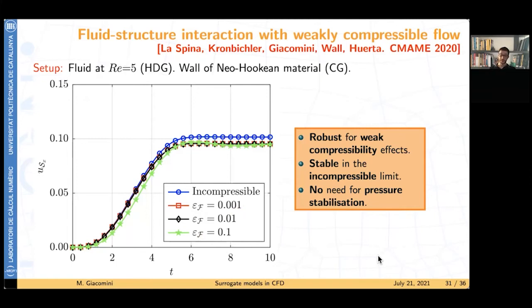So we see that the method is robust for different range of compressibility, of weak compressibility actually. And it's also robust in the case of perfectly incompressible flows, which is represented by this blue line over here. So it's robust for weak incompressibility, exactly. It's stable in the incompressible limit, and we don't need any pressure stabilization, despite the fact, and this is important, that we're using the same order of the polynomial approximation for both velocity and pressure.